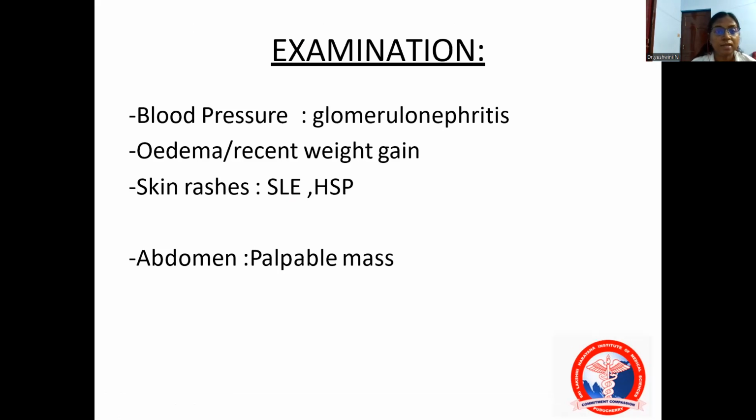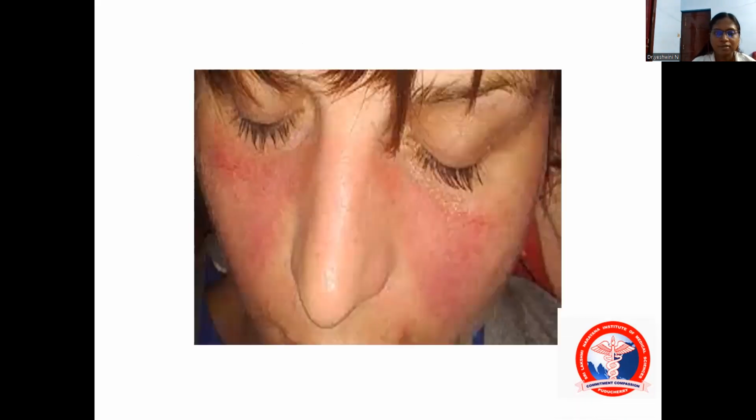Next, okay, then examination. Any child presenting to you with hematuria, blood pressure needs to be checked, hypertension needs to be ruled out. If there is hypertension, think of glomerulonephritis. Right? And edema will be there in glomerulonephritis. If there is an associated skin rash, think of SLE. Always examine the abdomen for a mass. If there is a mass, think of a tumor or a renal vein thrombosis. Okay, this is a classical SLE rash, or malar rash, right?